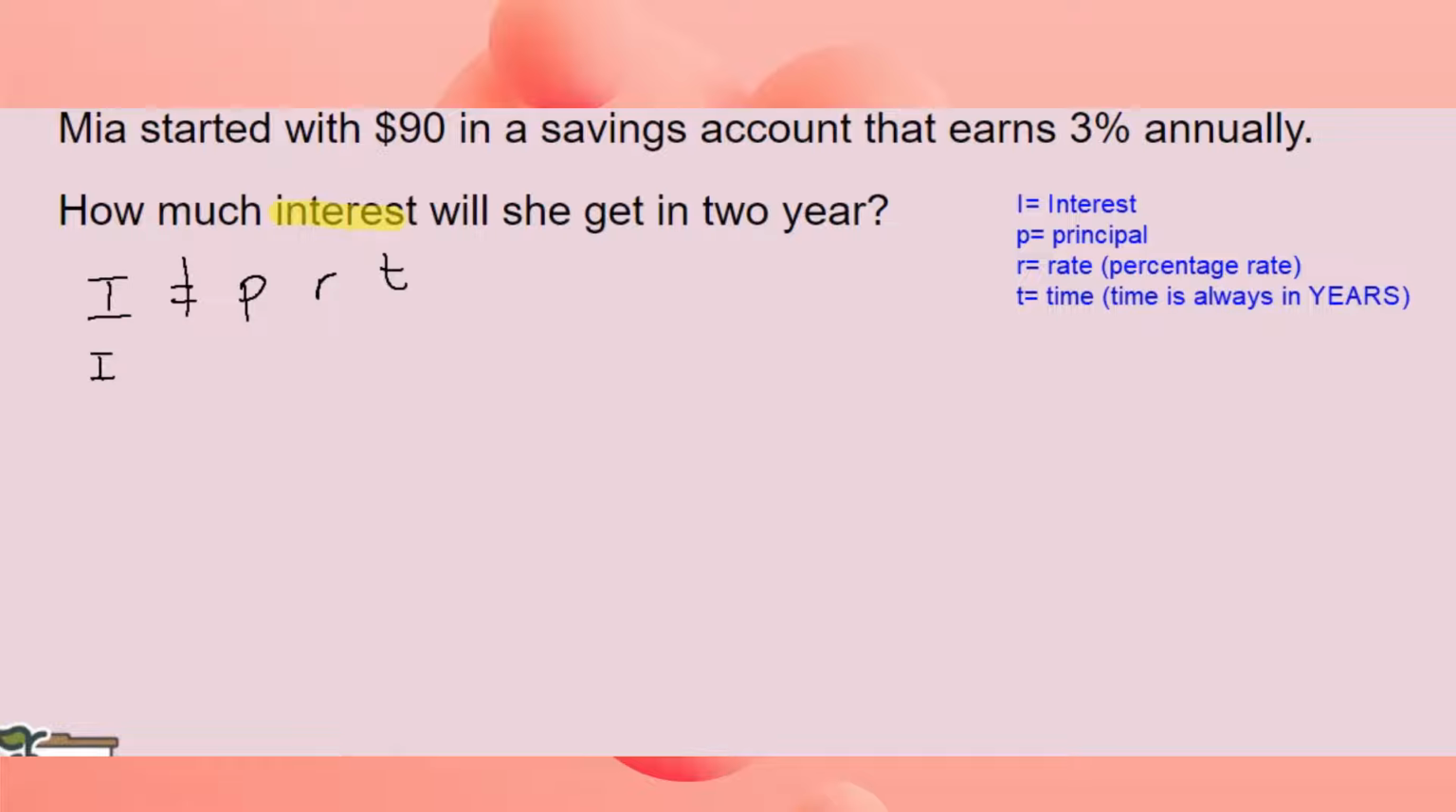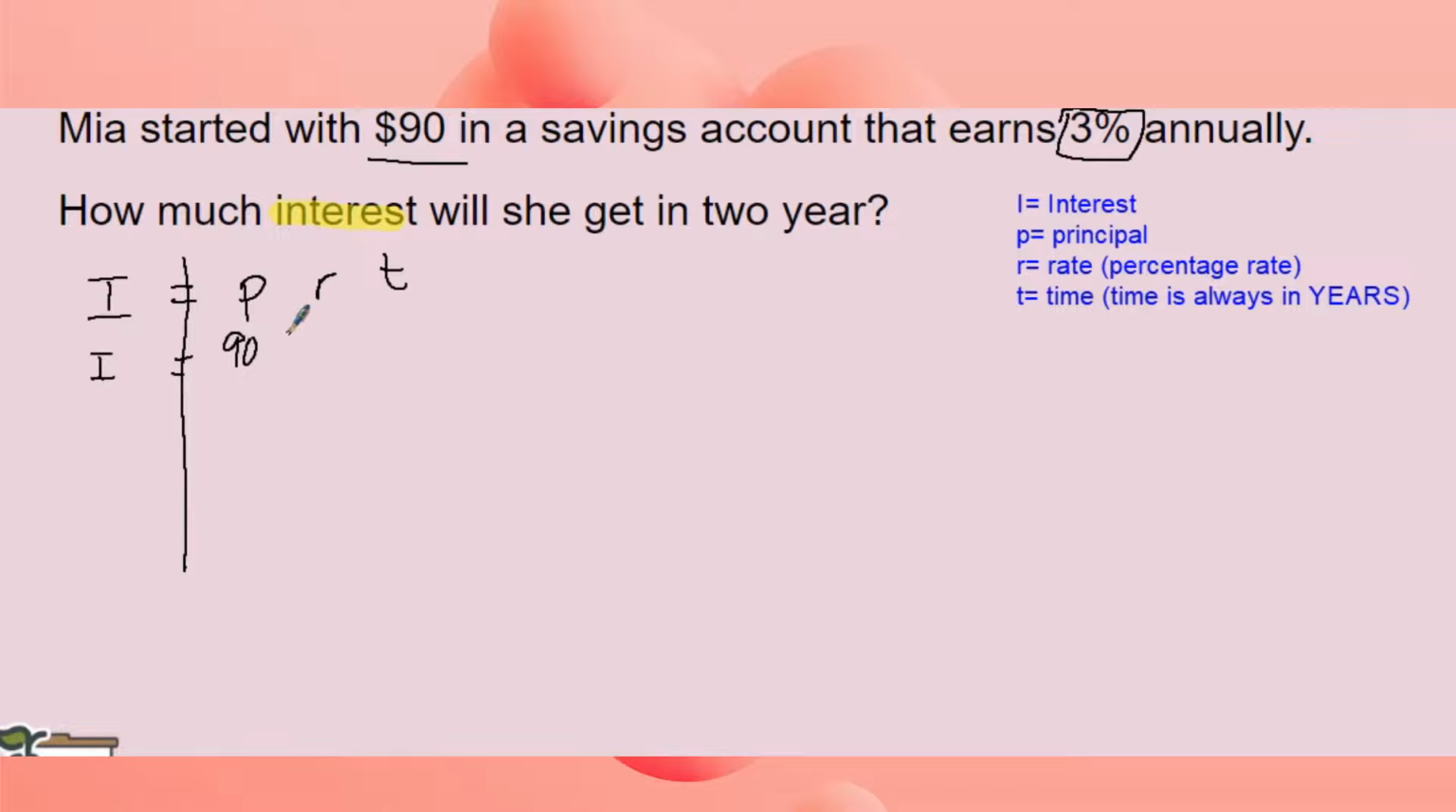My principal is the initial amount deposited. So the initial amount deposited was $90. Our rate here is the percentage rate. And the percentage rate annually just means yearly, because sometimes you can get interest by month. But this is letting us know that it's 3% every year.